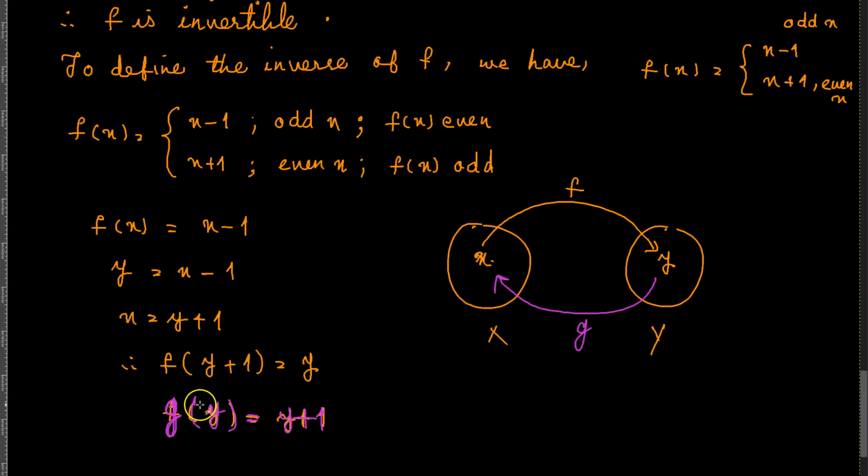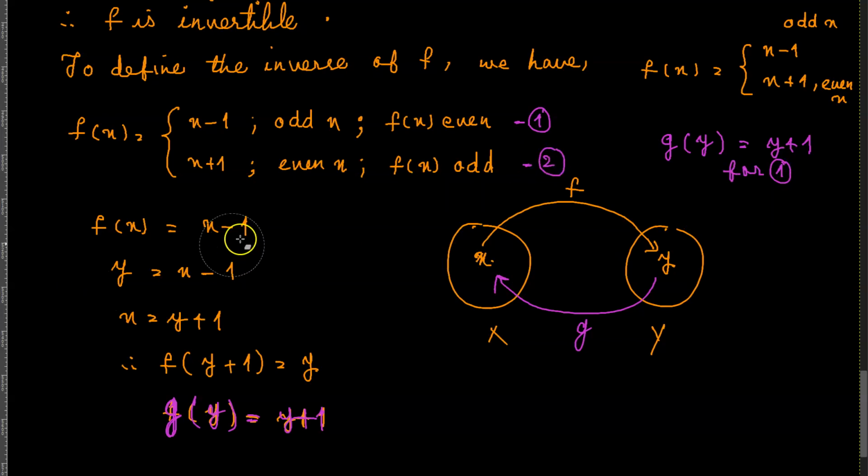So therefore I can say that when f of x is equal to x minus 1, the inverse of that becomes, for example, some function g of y, which is equal to y plus 1. That is basically one part of the story. So I write this over here, g of y is equal to y plus 1, and this is for the first part. Let's call this 1, and let's call this 2.